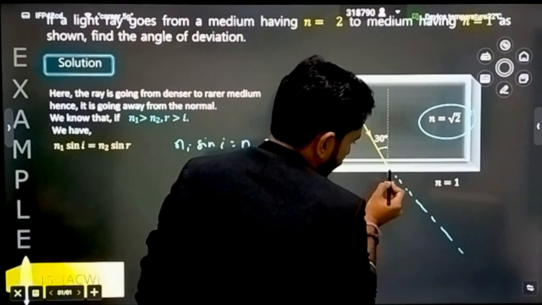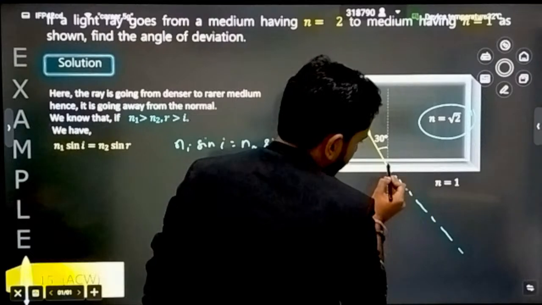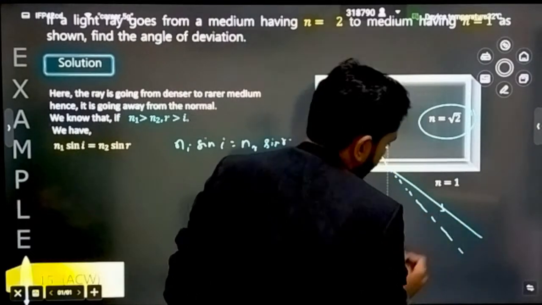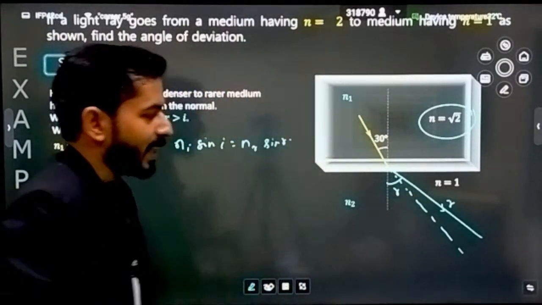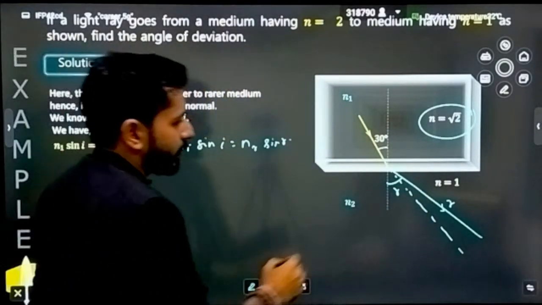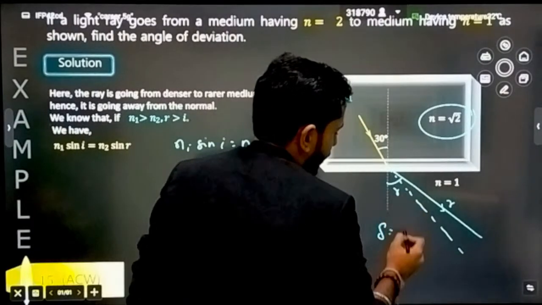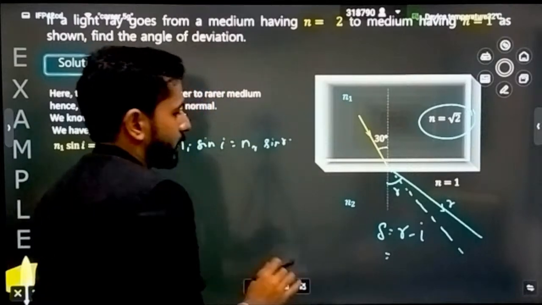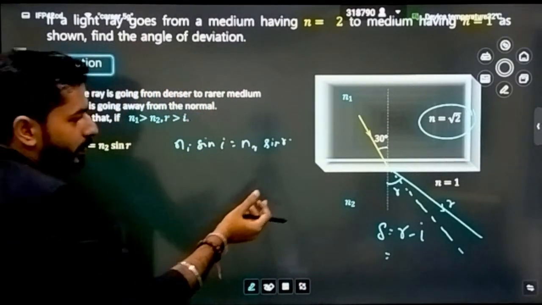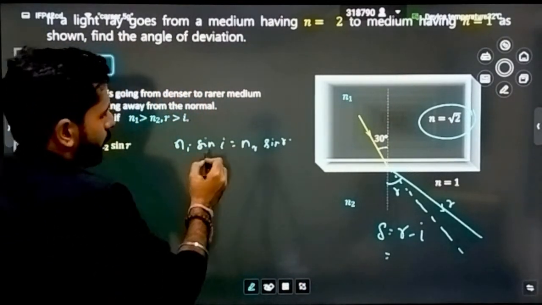Now either you have towards the normal or away from the normal. I will go away from the normal. This will be completely calculated as r. And now I have to calculate deviation. That means who is greater? R is greater. That means I will say r minus i. That is what I have to solve. But I also have to calculate how much r is. So now put the values.